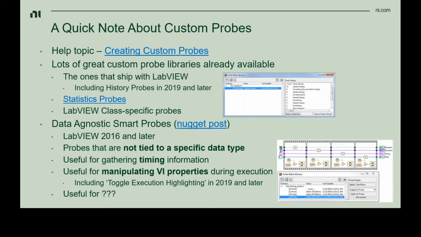Another thing we found to use data agnostic smart probes for is changing VI properties. So in LabVIEW 2019, we added a feature that's been asked for years to be able to toggle execution highlighting on a block diagram. So if you put one of these probes in one spot on your diagram and you put another later on your diagram, then when you run the VI, highlight execution only shows up in that section of the diagram between those two probes.